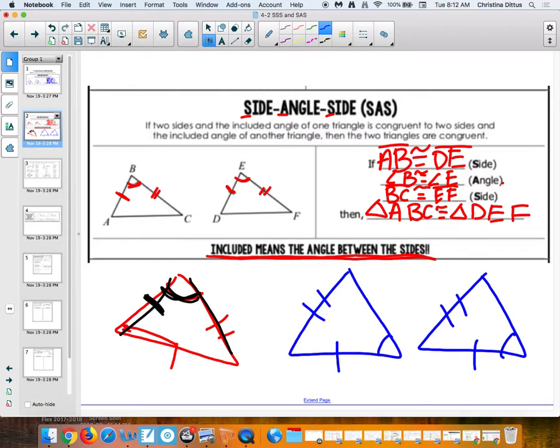Pick a place to start. Let's start down here. Here's a side, here's an angle, here's a side. Does SAS work? No. Why not? You don't run into the angle after you go with the first side. I go side, I run into my angle, but then I don't run into my side next. My side isn't the one that makes up my angle. If I had this angle, would it work? Yeah, because my two sides make up my angle. Okay, we'll get better with that, promise.